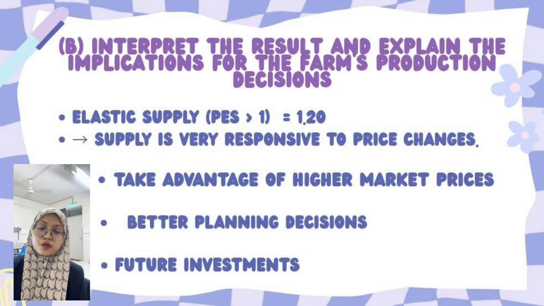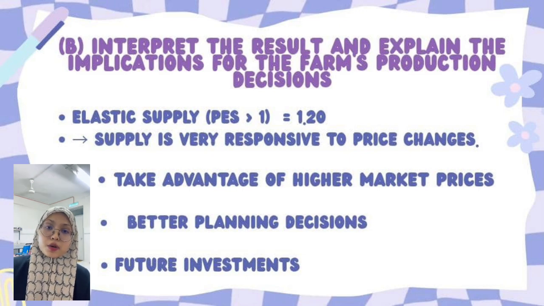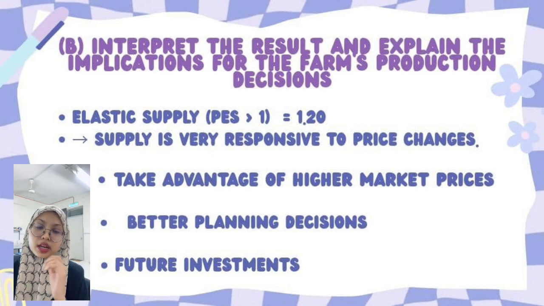Because the farm has proven to respond quickly to market signals, elasticity has several important implications for the farm's production decision. First of all, the farm can take advantage of higher market prices to boost profits. Since the supply increases more than proportionally, the farm earns more revenue when prices go up.